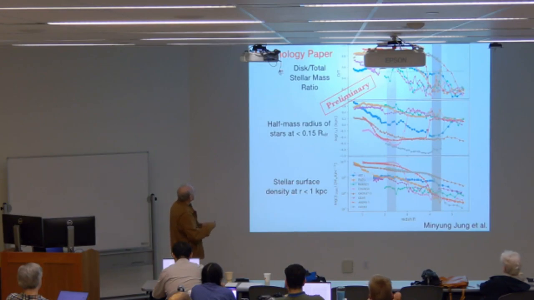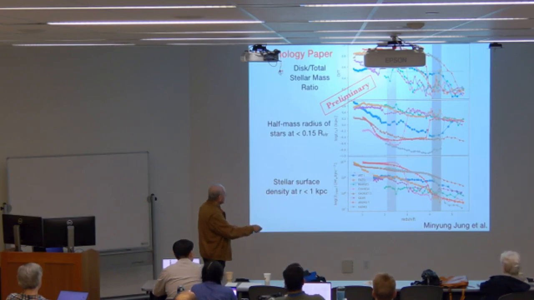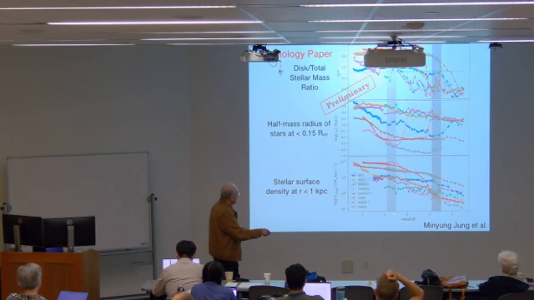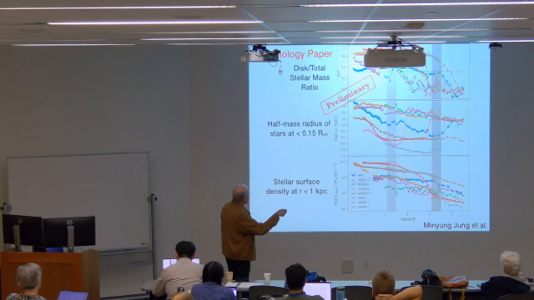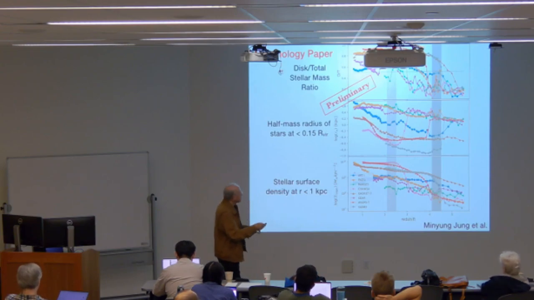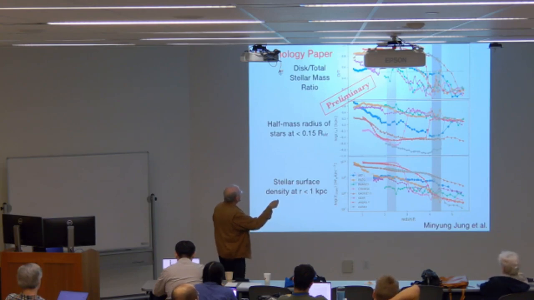So this is a morphology paper, and some of these you saw before, but not in as much detail. This was not shown in detail before. It was the central density. This is now central surface density in the inner kiloparsec. These are the two mergers, around redshift 4 and around redshift 2. And this is the half mass radius and the mass of the disk defined by circularity divided by the total mass. And so you see some of them are making really nice disks and some of them aren't.